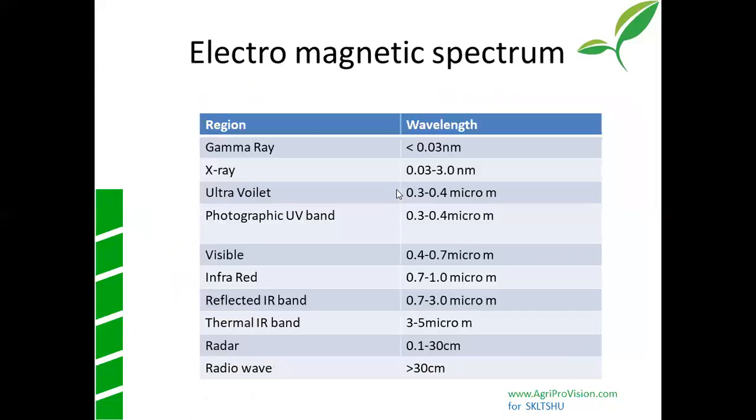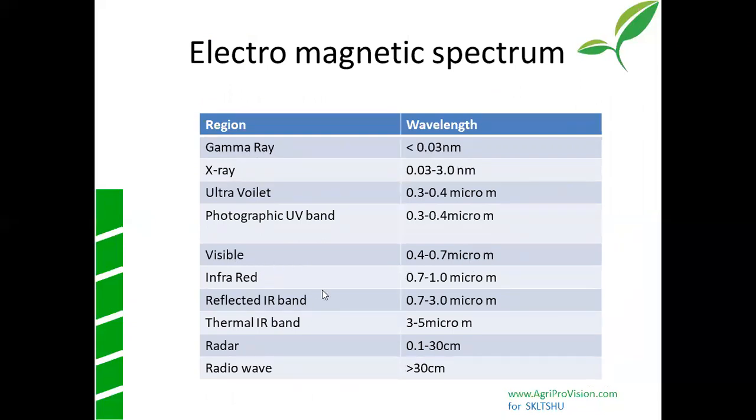Okay. So this is how the spectrum would look. Gamma rays have a very, very small wavelength and higher frequency. Going down, the frequency reduces and the wavelength increases. Gamma rays are followed by X-rays, followed by ultraviolet, the photographic UV band, and then the visible spectrum. That's the colors that we see.